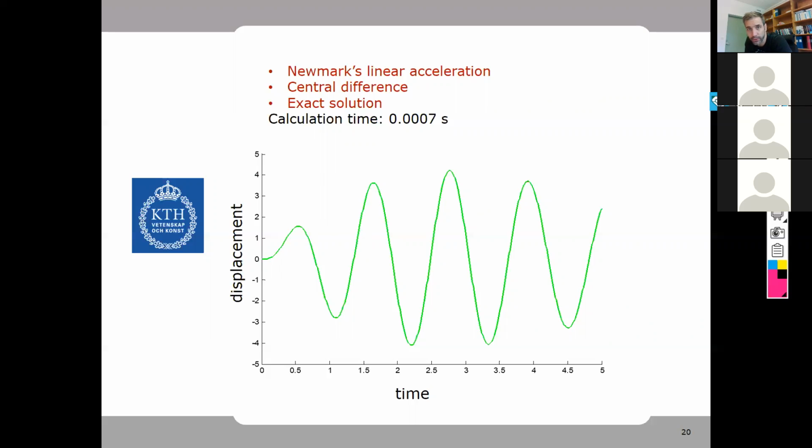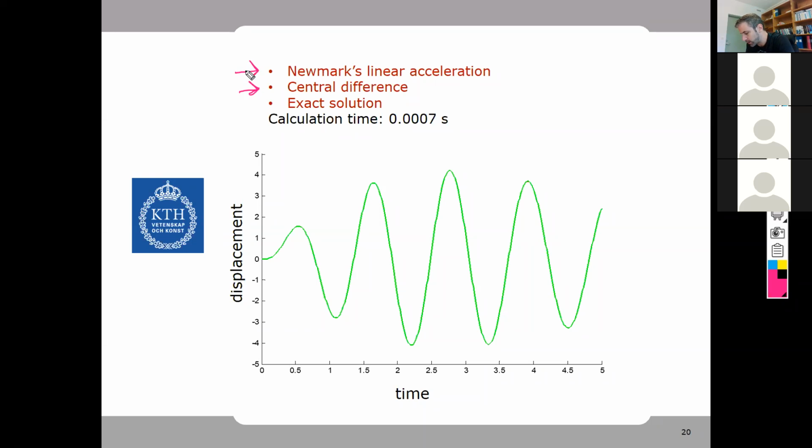And for that, I wanted to show you this slide, in which I have plotted the exact value of the displacement and the displacement using the central difference method and the Newmark's method. And you can only see one curve because they are all on top of each other. They are practically exactly what the theoretical result is.